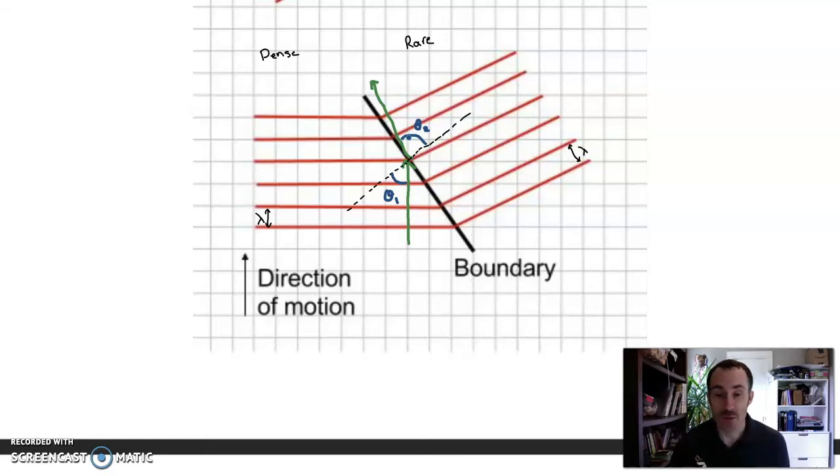Then we're supposed to say which side is faster. So the rare side is always faster. Speed, wavelength, and angle all increase on the rare side. And how do the frequencies compare? That's always the same. The frequencies on both sides are going to be equal. So finally, f1 is equal to f2. But that's always the case.